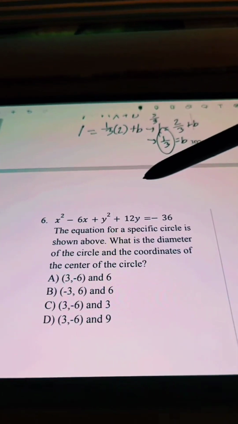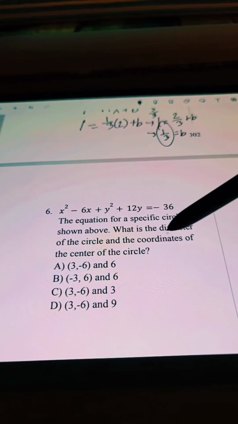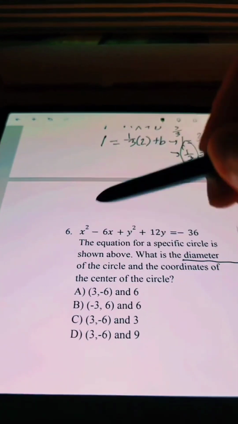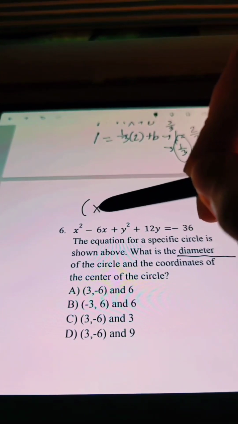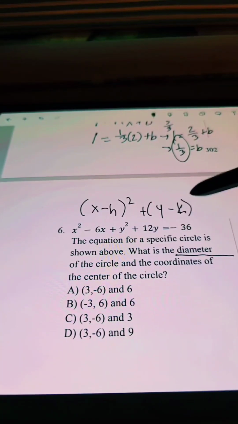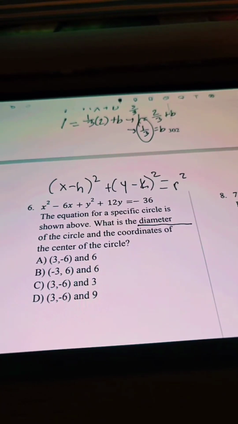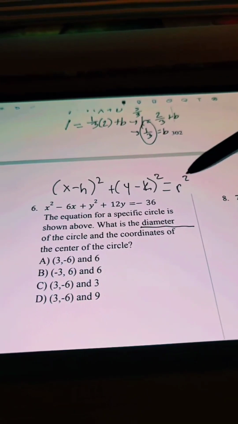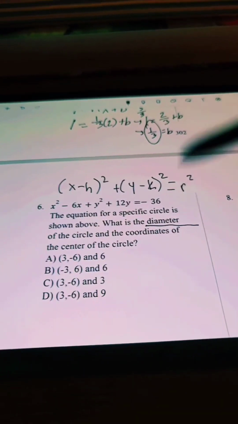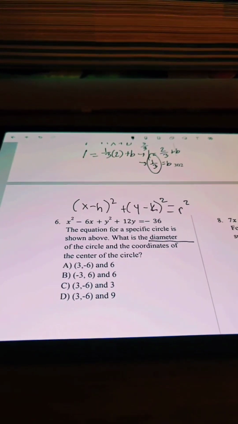Okay, so number 6, we have this equation right here for a circle, and we want to know the diameter. That's important because remember, if you're used to the equation for a circle, it looks like this, and it equals r squared, the radius squared. So you don't want to get tricked by that wording right there. You're not just finding radius. You need to find the radius to find the diameter, but you don't want to accidentally find radius instead of diameter. So be careful.